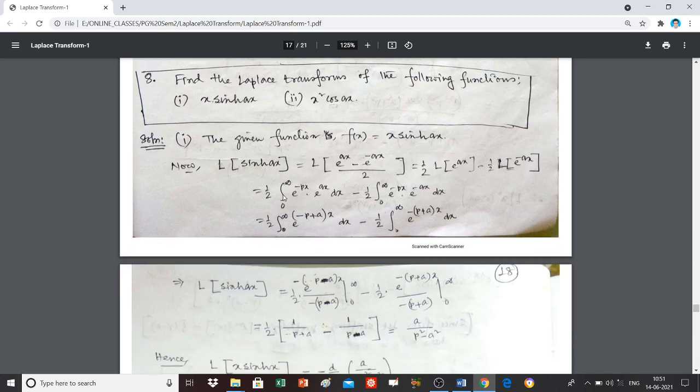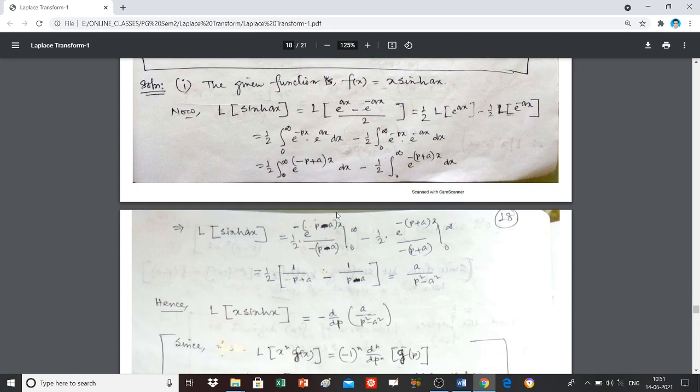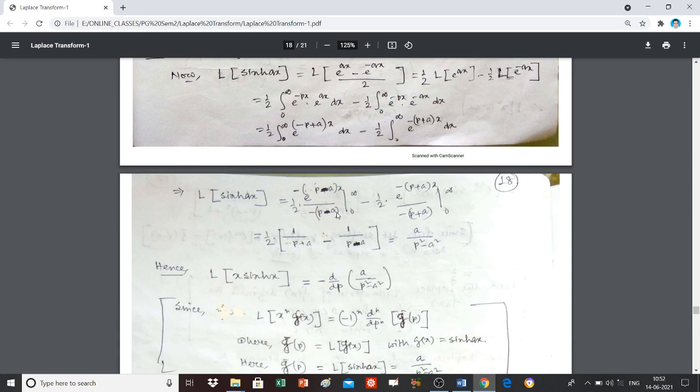Then that is equal to half, 0 to infinity. You know from the definition that the Laplace transform of e to the power ax should be 0 to infinity e to the minus px e to the power ax dx, then minus half 0 to infinity e to the minus px e to the minus ax dx. So that is equal to half 0 to infinity e to the power minus p minus a times x dx, and then minus half 0 to infinity e to the minus p plus a times x dx. This is easy to understand. It is very simple to understand.